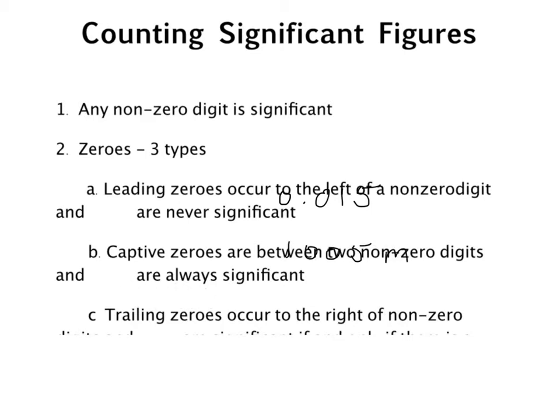Trailing zeros occur to the right of non-zero digits. Now these are sometimes significant. They're significant if and only if there is a decimal point in the number. So the 0 in 1.50 meters would be significant because there is a decimal point. Or 100. meters would be another example. However, in 100 meters, for those trailing zeros, there's no decimal point explicitly stated. Therefore, those zeros would not be significant and would not be counted.